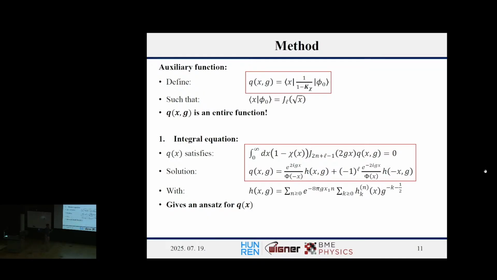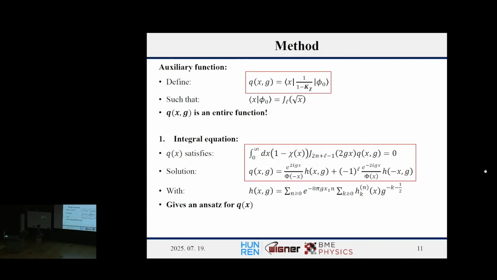What can you derive from the integral operator definition of this function? First, you can derive some integral equations. This is very nice because it is not only one integral equation. It is an infinite set of integral equations, and you can solve them by some mathematical methods. What you get is an ansatz for this resolvent function.